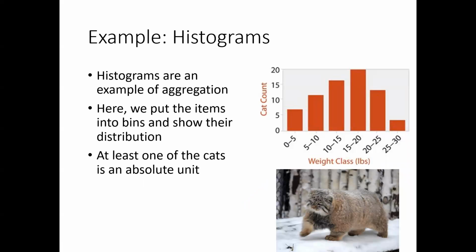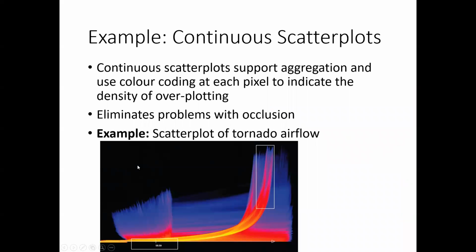Another way to do this is histograms, and these are an example of aggregation. Here we put the items into bins and show their distribution. And these are the cats by their various weight class, and at least one of these cats is an absolute unit. Another technique for this aggregation is continuous scatter plots. They basically use color coding in each pixel to indicate the density of overplotting, and this eliminates problems with occlusion when you have the 3D thing. Like here's a scatter plot of a tornado airflow, and you can see the airflow without being occluded from portions of it.